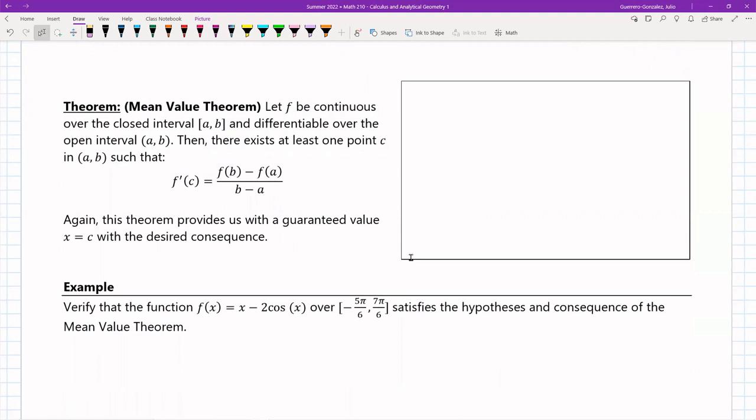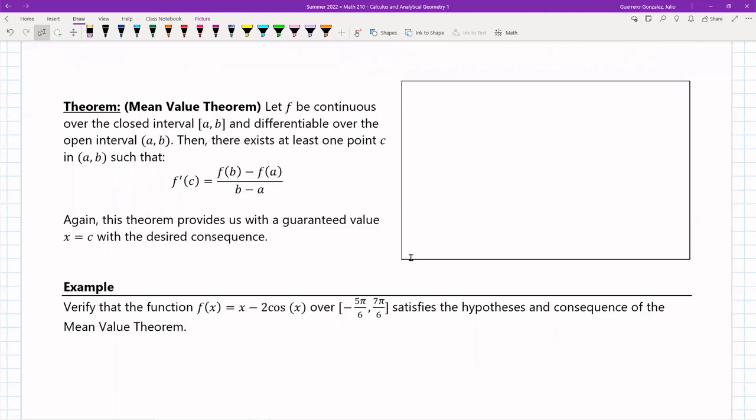Okay, then there exists at least one point C in (A, B) such that f prime of C is equal to f of B minus f of A all over B minus A. Okay, this one needs a little bit more dissection, but it's similar to Rolle's theorem. Notice that in this one, there's no condition about the values being equal, about the endpoints being equal. This one has no requirement there.